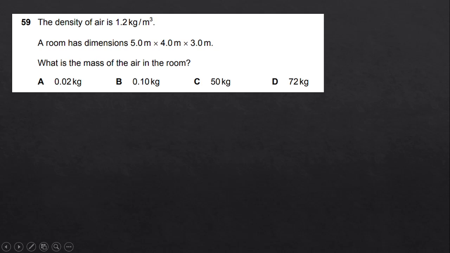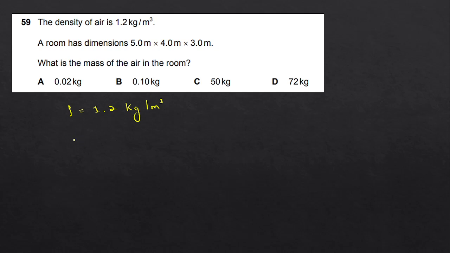Question 59. The density of air is 1.2 kg per meter cube. A room has dimensions 5 meter times 4 meter times 3 meter. What is the mass of the air in the room? So here let's write down the given data. So we know density is 1.2 kg per meter cube, and now we have to find the mass.